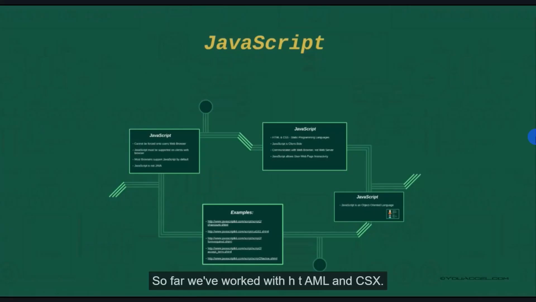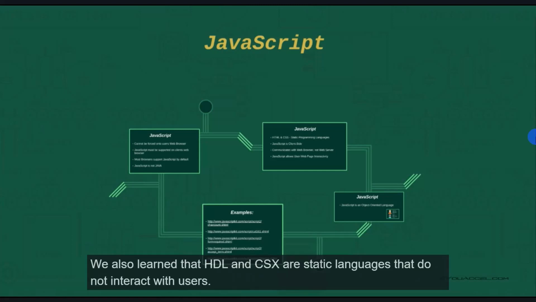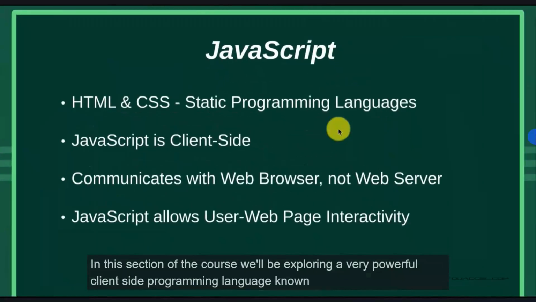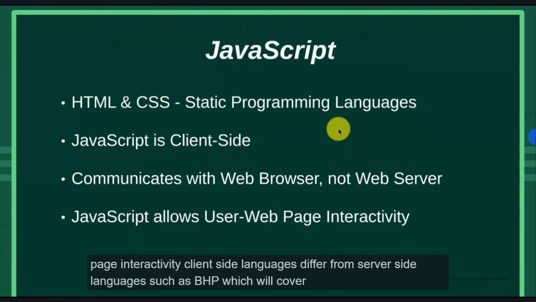So far, we've worked with HTML and CSS. We know that both these programming languages instruct our web browser on how our web page should be displayed. We also learned that HTML and CSS are static languages that do not interact with users. In this section of the course, we'll be exploring a very powerful client-side programming language known as JavaScript. When we say client-side, it means the language communicates with our web browser to allow user-to-web page interactivity.